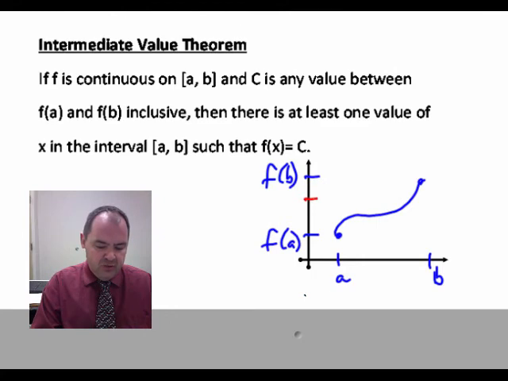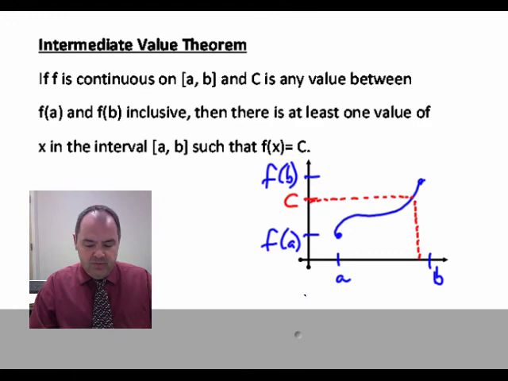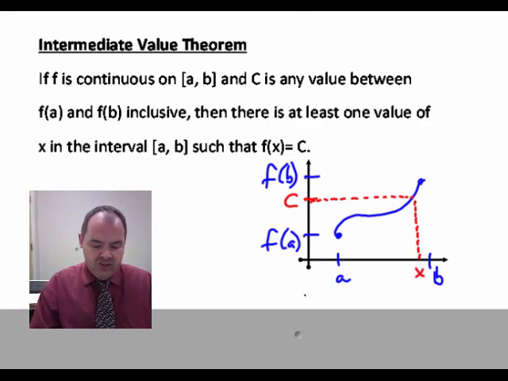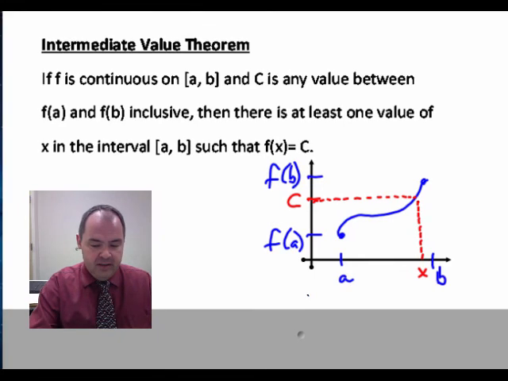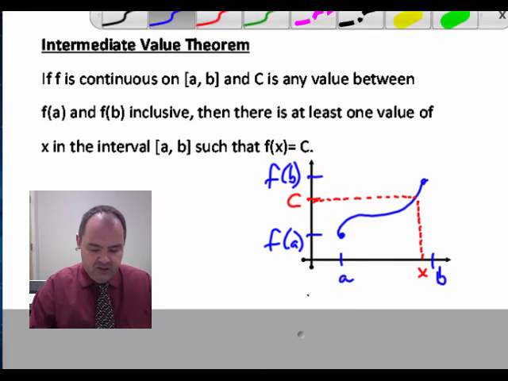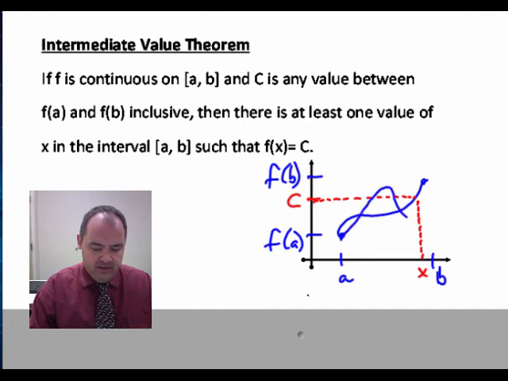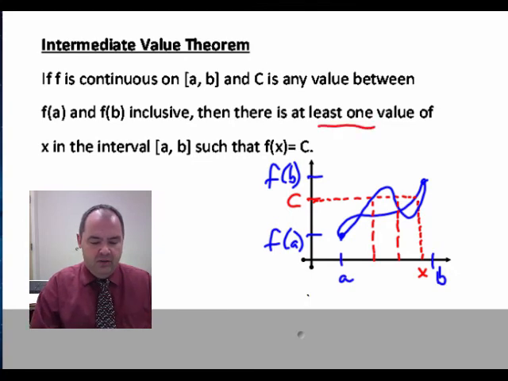So we're told that c is between these two y values. We can see that there would have to be at least one, depending on the way the function behaves, there must be at least one value of x that matches up with that value of c. Now again, if the function was different, there might be more than that. Let me just change the function. What if the function went like that? Well, then there would be multiple values where x matched up with c. But there must be at least one value, assuming the function is continuous.